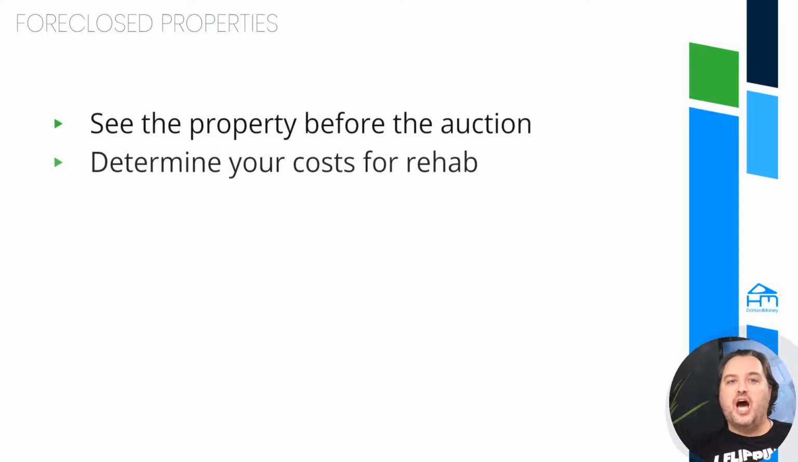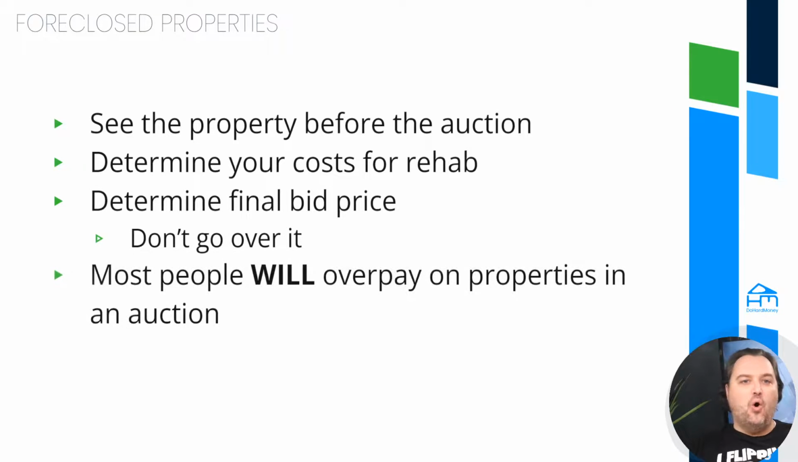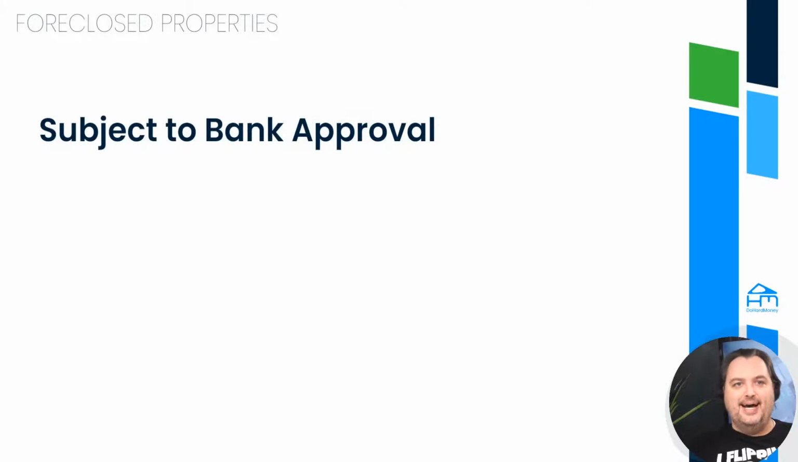See the property before the auction. You can determine the cost for the rehab. You can determine the final bid price, so you make sure you don't go over on that. And most people will overpay on properties at auctions if they don't have their maximum allowable offer. So don't be that person that just gets caught up in the frenzy.